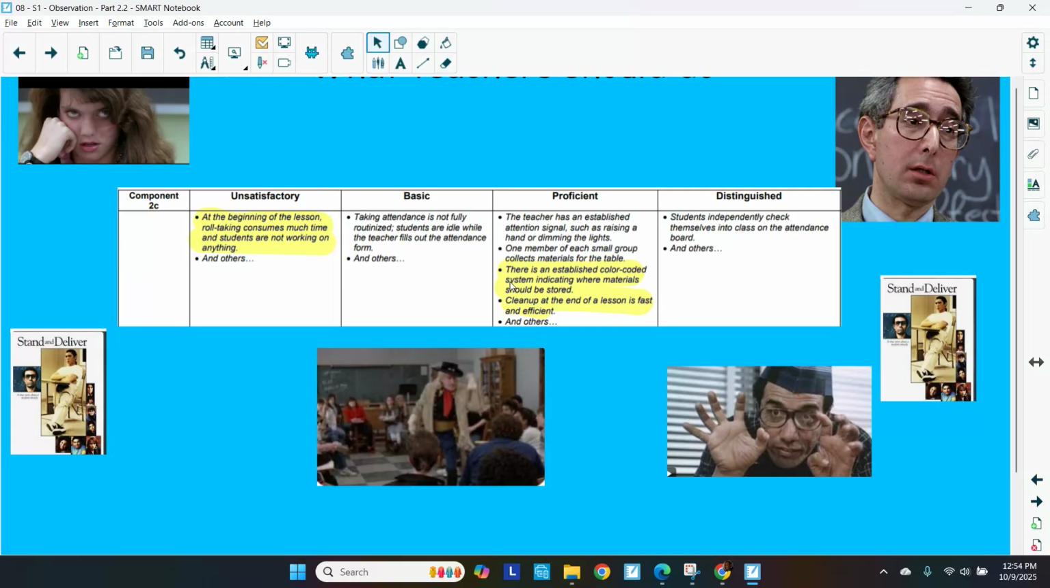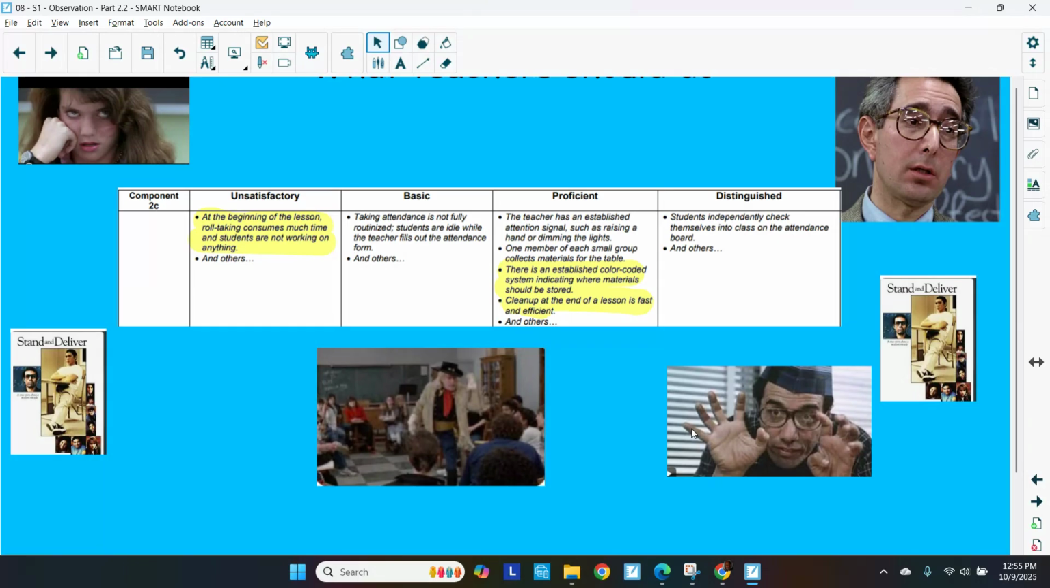For proficient teachers, there's an established color-coded system indicating where materials should be stored. In my classroom, all the kids have baskets where they put their clipboard, scissors, pencils, and glue sticks, and all of that in their basket neatly. And I check that before I leave the room. And the students also check it, because if it's not neat, they know they'll lose 100 points for each basket that is not neat.